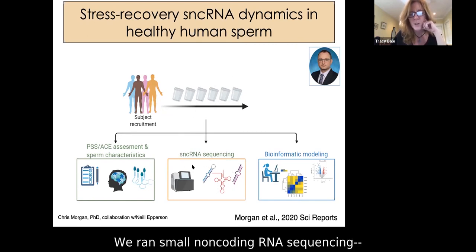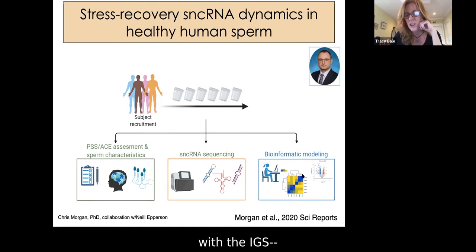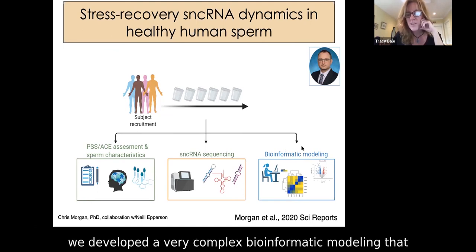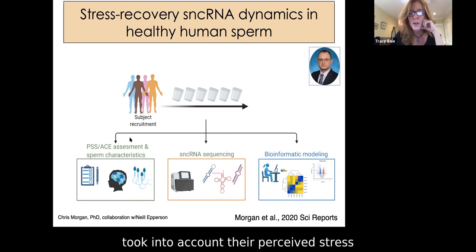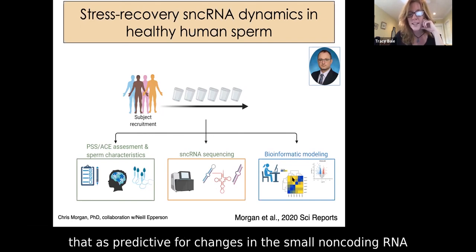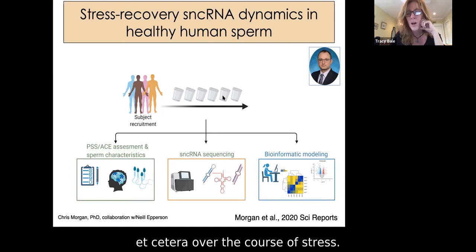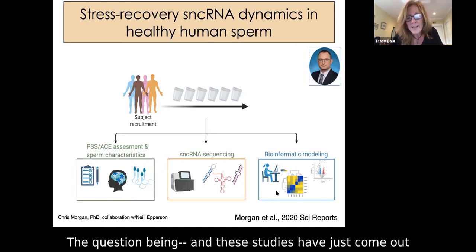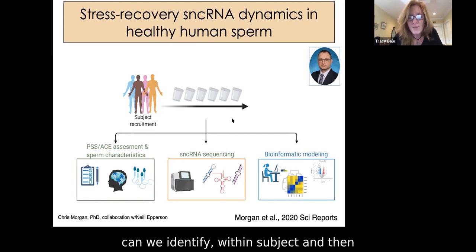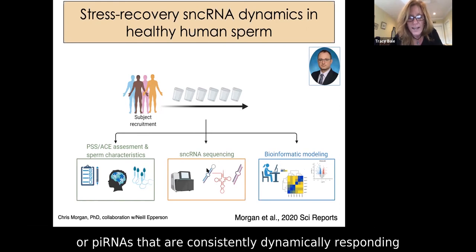We ran small non-coding RNA sequencing, all of the different types of small non-coding RNA. And then over the course of the last year here at Maryland with the IGS, the Institute for Genome Sciences, we developed a very complex bioinformatic modeling that took into account their perceived stress score for the preceding month, and then modeled that as predictive for changes in the small non-coding RNA content for the T+1, T+2, T+3, etc. over the course of stress. The question being, and these studies have just come out in Scientific Reports, can we identify within subject and then between subject any small non-coding RNA, whether it be microRNA, tRNA fragments, or piRNAs that are consistently dynamically responding to the environment?